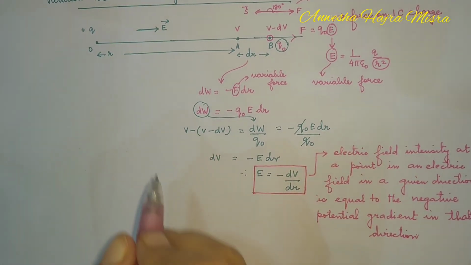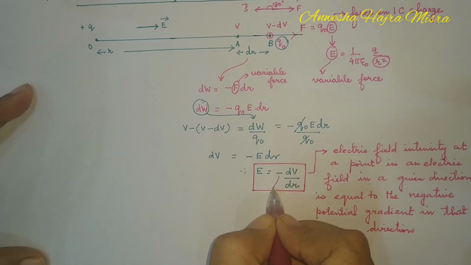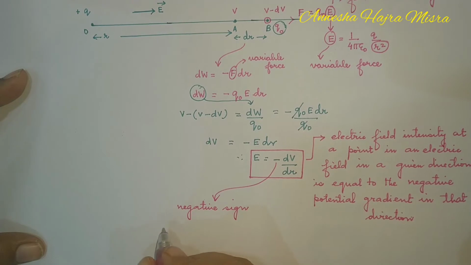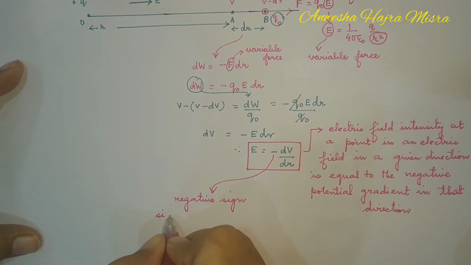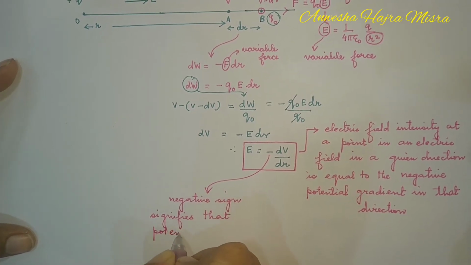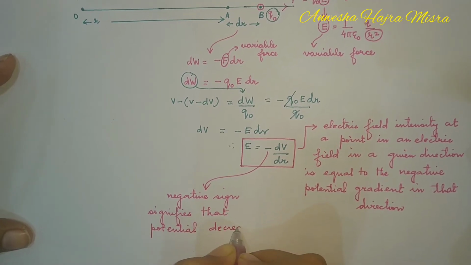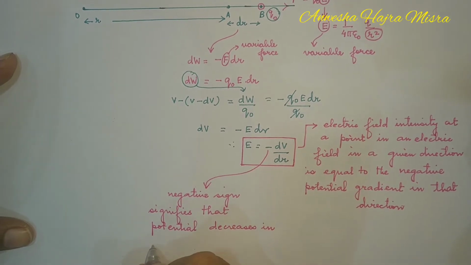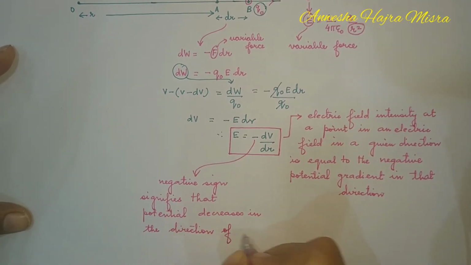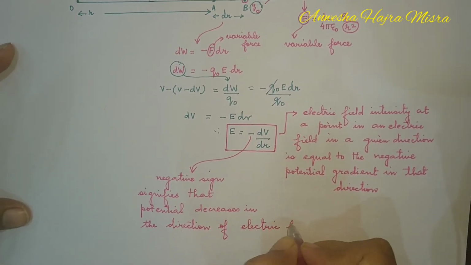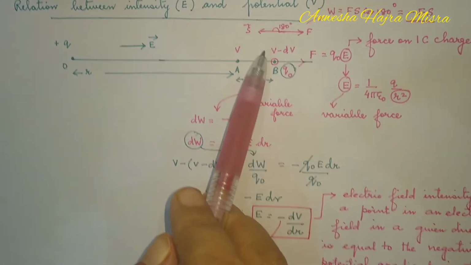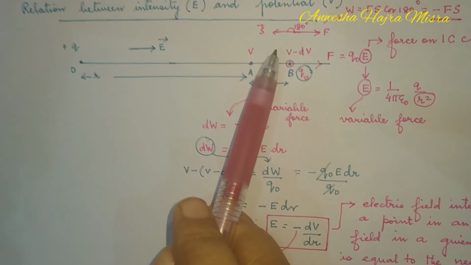So, here the negative sign signifies, children, that potential decreases in the direction of electric field. The negative sign tells us that as r increases, V decreases.